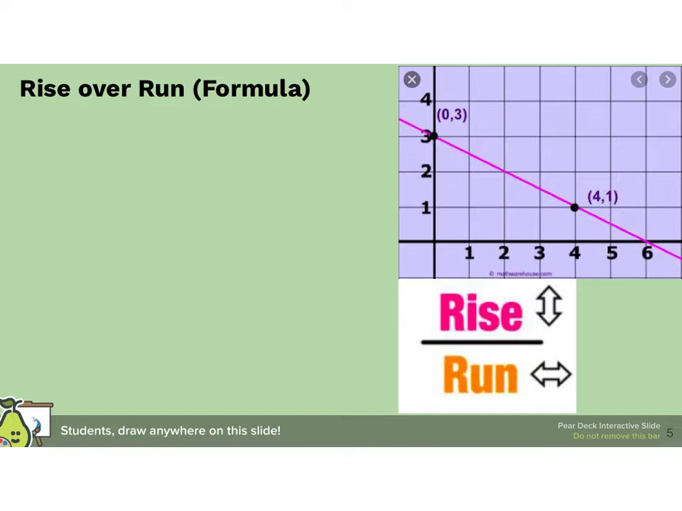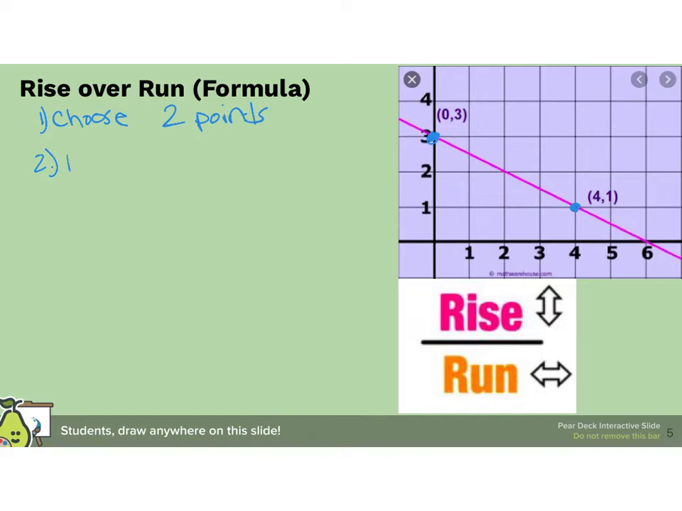You want to first, like always, choose 2 points. So in this example, you can see the points I've chosen. They're marked for you, (0, 3) and (4, 1). Okay? Then you're going to start from one of them. It doesn't matter which one.